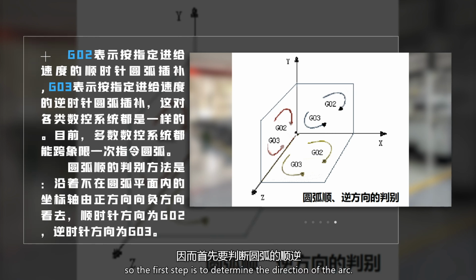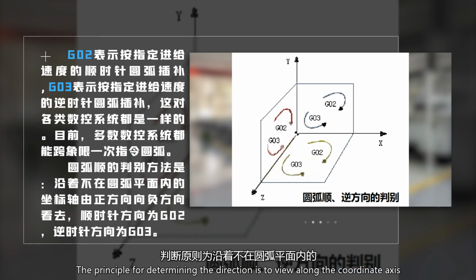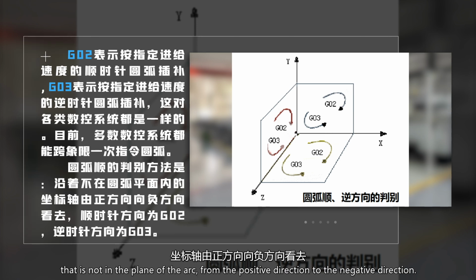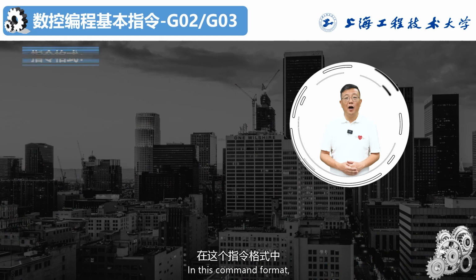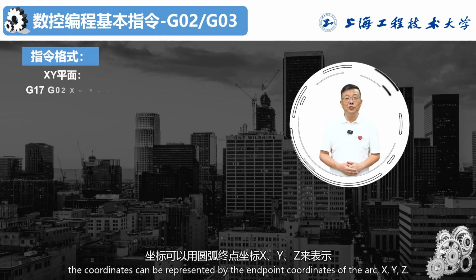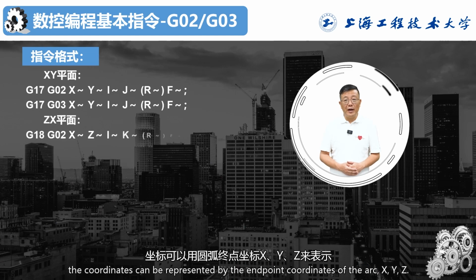So, the first step is to determine the direction of the arc. The principle for determining the direction is to view along the coordinate axis that is not in the plane of the arc, from the positive direction to the negative direction. Clockwise is G02 and counterclockwise is G03. In this command format, the coordinates can be represented by the endpoint coordinates of the arc X, Y, Z.